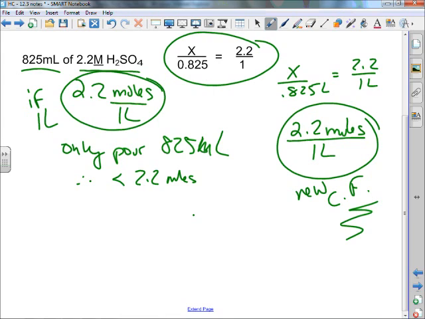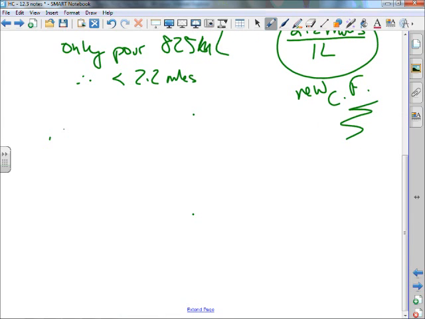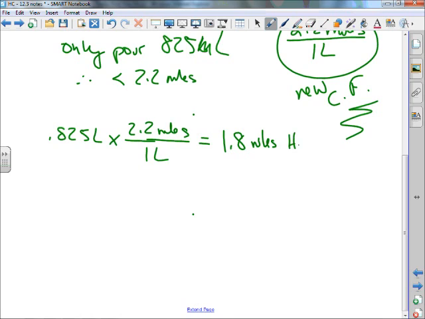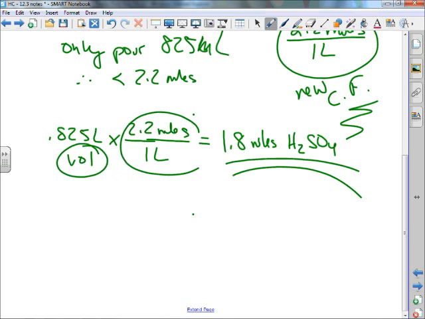So in this problem here, we have 0.825 liters times 2.2 moles for 1 liter. And when we calculate this out, we get 1.8 moles of H2SO4. Now we're on our way to whatever other number calculation we need to do. Okay? So again, we took a volume, and we took a conversion factor, and we were able to find another number that we needed.